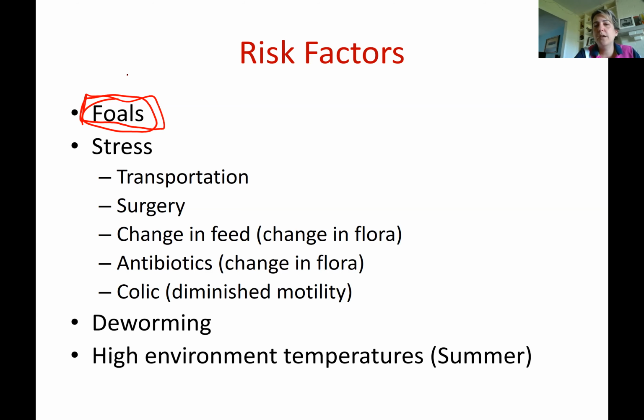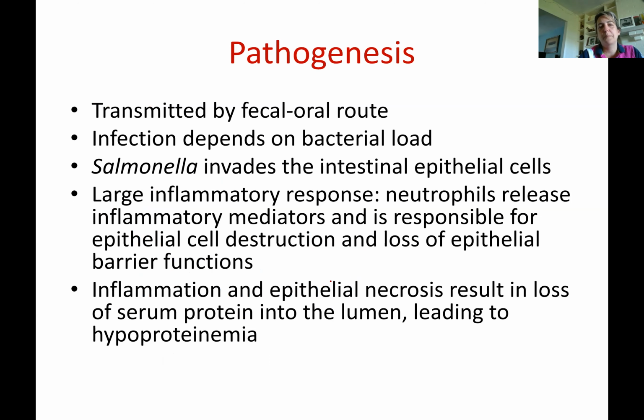Other risk factors: surgery, because when you're in surgery, your GI doesn't move very well. You're in a hospital, which has outbreaks of Salmonella, etc. Any change in feed needs to be done gradually because you're going to change the flora, and any change in flora needs to be done gradually so one type of bacteria doesn't take over everything else. Antibiotics, obviously, because it kills a lot of bacteria also, and if a certain bacteria is more resistant to that antibiotic, it can actually multiply when other good microflora has died. Colic, I just said the diminished motility can be a problem as well. Deworming, because they're messing with the GI tract, and high environment temperatures such as summer.